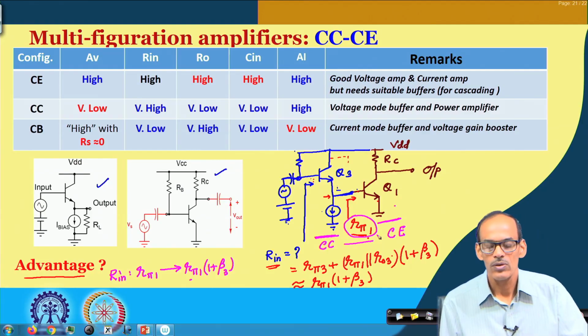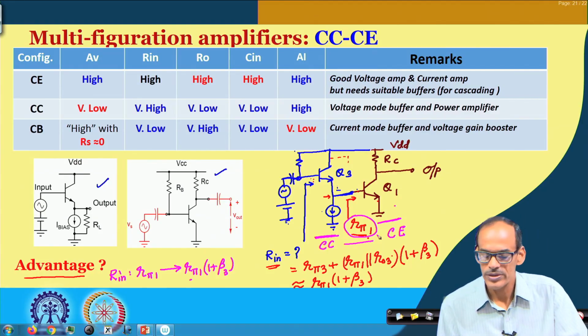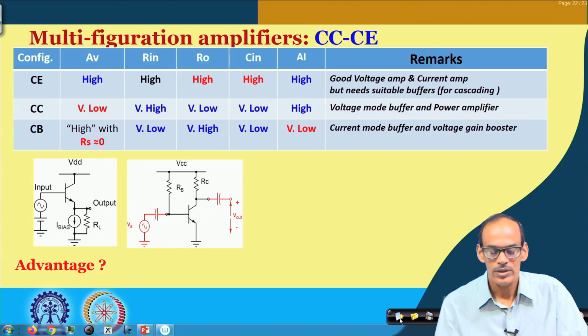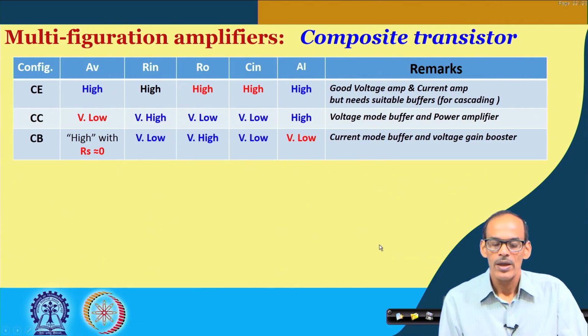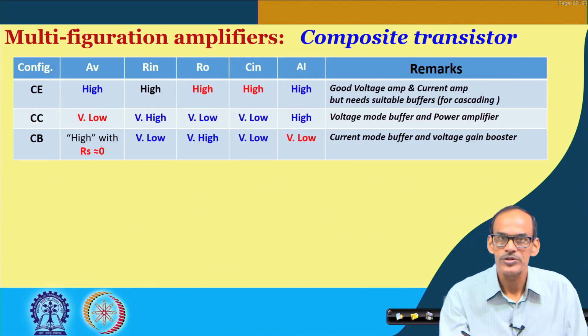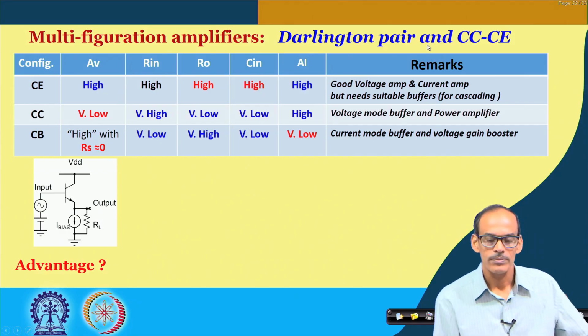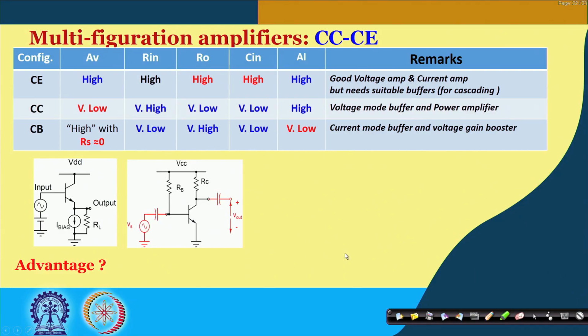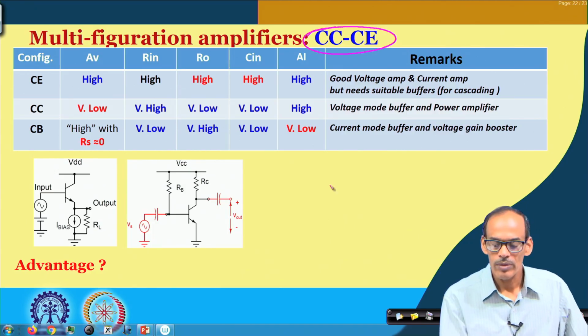Likewise, we can go for the other configurations. Let me see what other configurations I have. Before I go to this composite configuration, I must say that so far we are talking about the CC and CE. We also talked about the CC and CC.